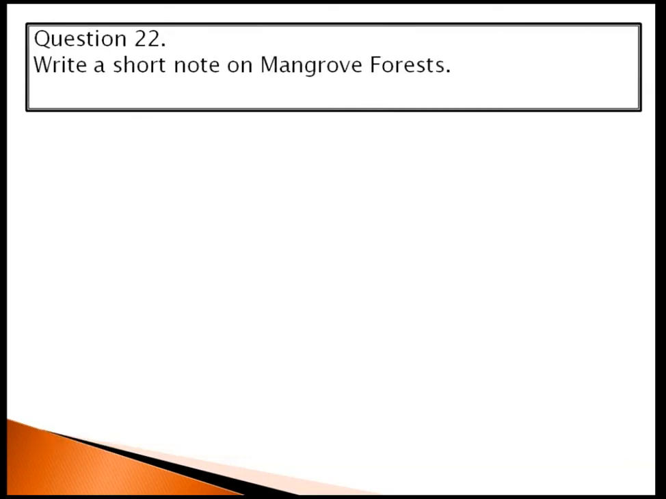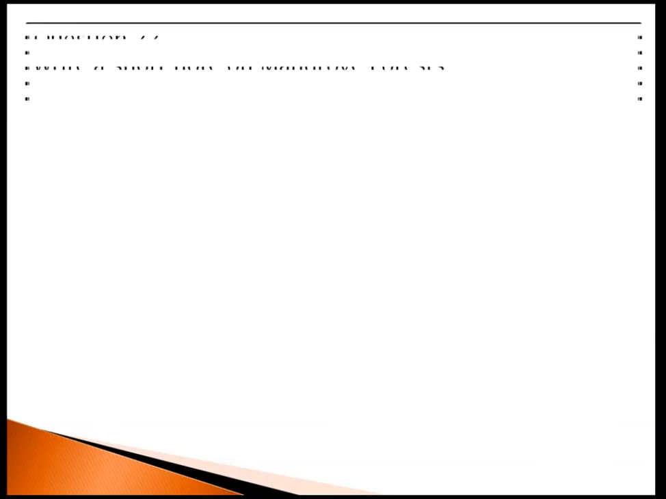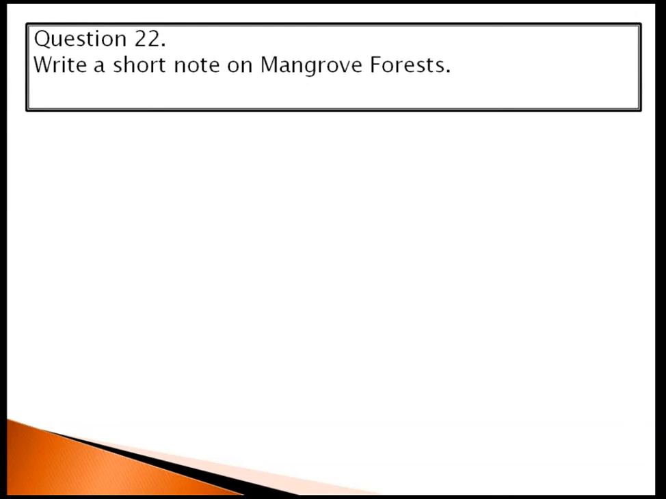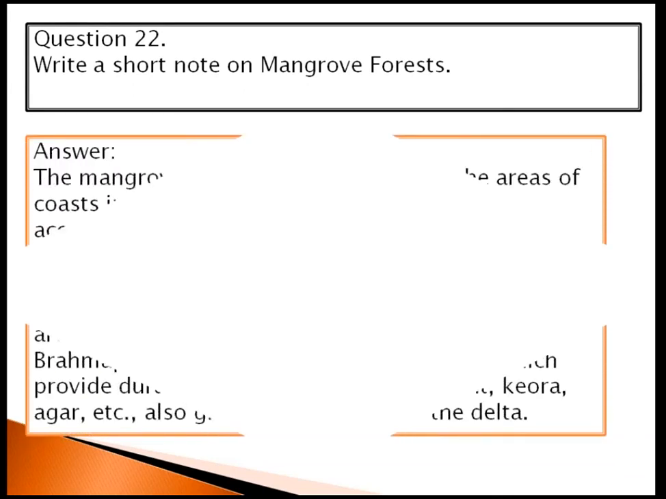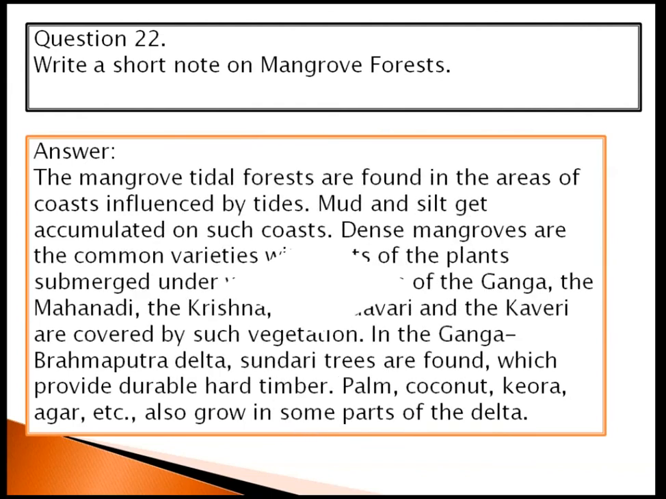Next, question number 22. It's talking about writing a short note on mangrove forest. Let's check the answer. So here you have to write the features related to the mangrove forest. So mangrove forests are also called tidal forests. They are found on coasts influenced by the tide. That's why they are called tidal forests. Mud and silt get accumulated on such coasts.